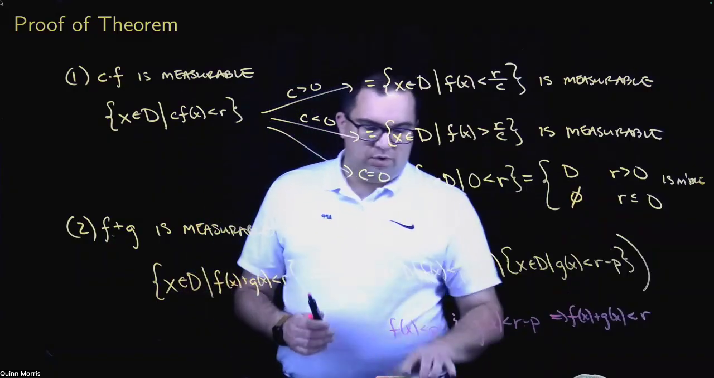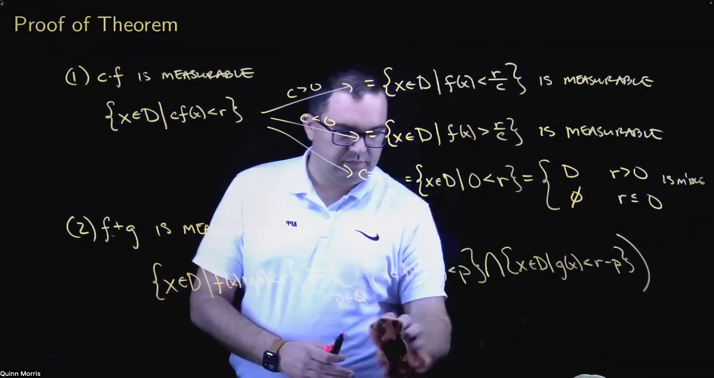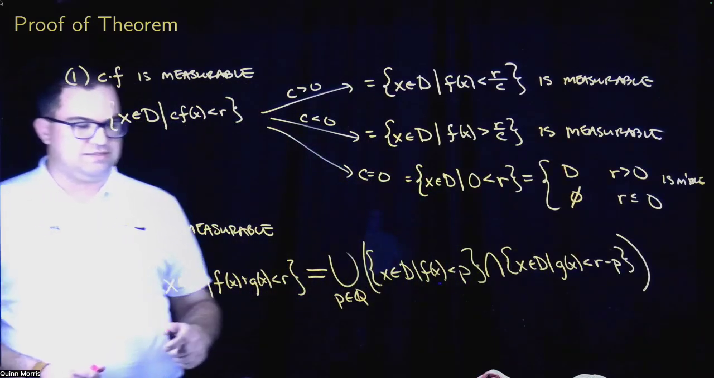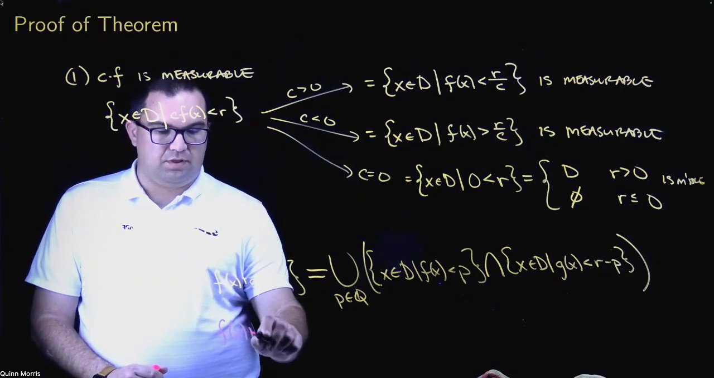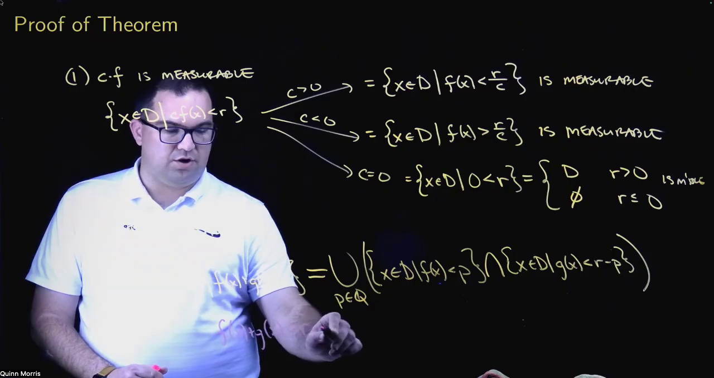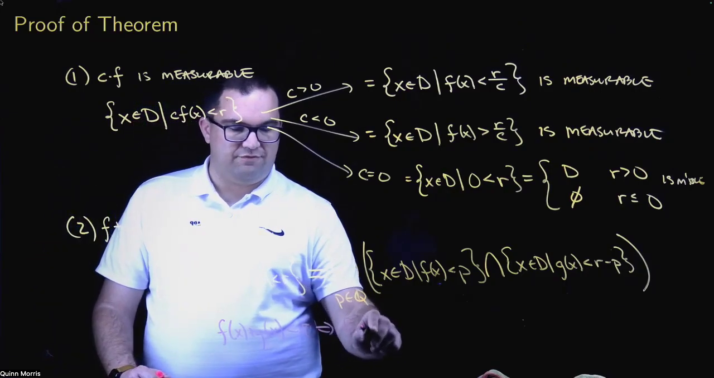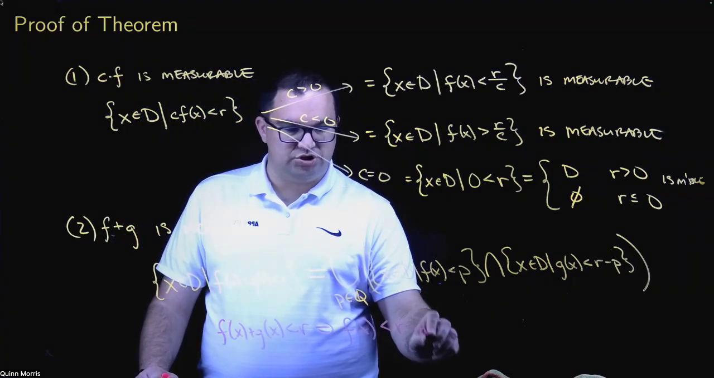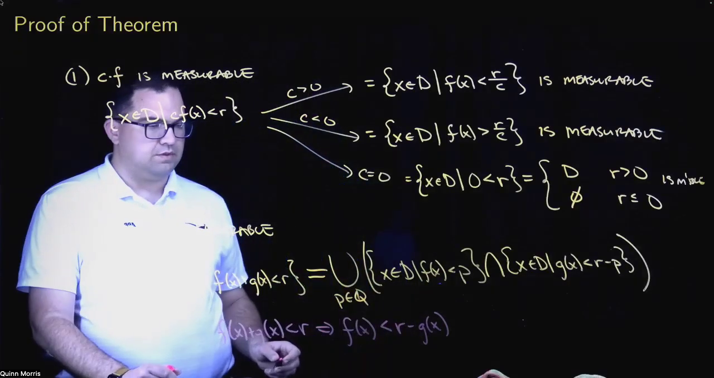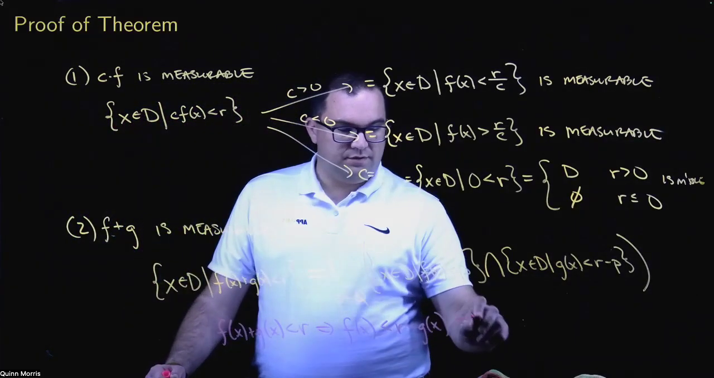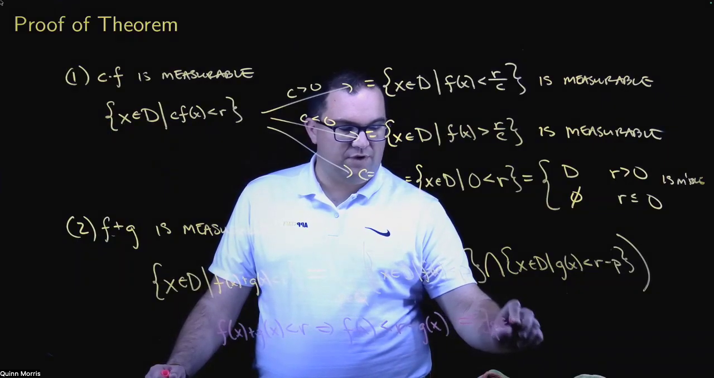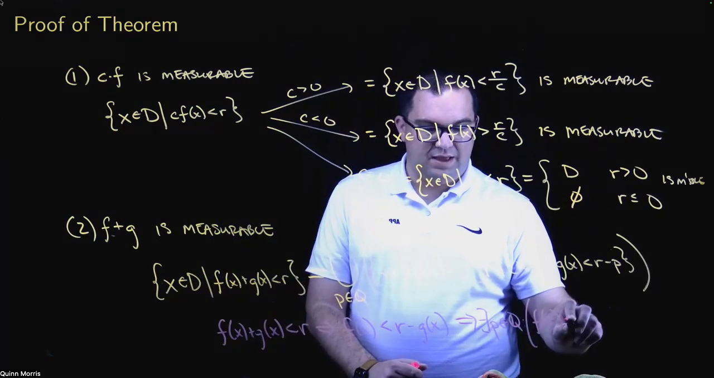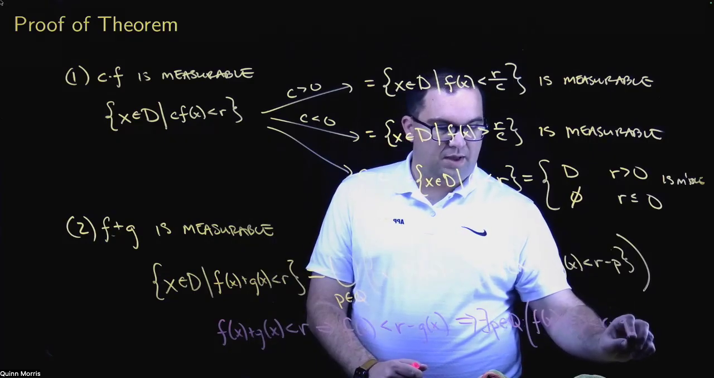All right. Now, what about going the other way? What if I take an X such that F of X plus G of X is less than R? Well, if F of X plus G of X is less than R, that implies that F of X is strictly less than R minus G of X. So this implies that there exists some rational number P that lives between F of X and R minus G of X.